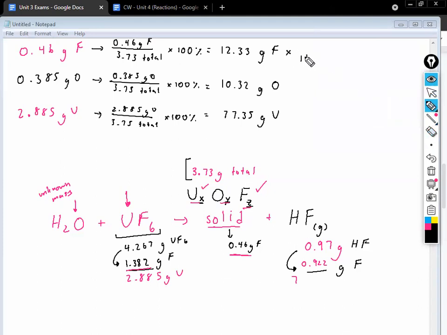Same thing we did earlier, we'll set up the molar mass to convert all of these into moles. So take a second, find the moles of fluorine. I'll give you guys the oxygen and the uranium, and then after that, we'll finally find the empirical formula for this solid.